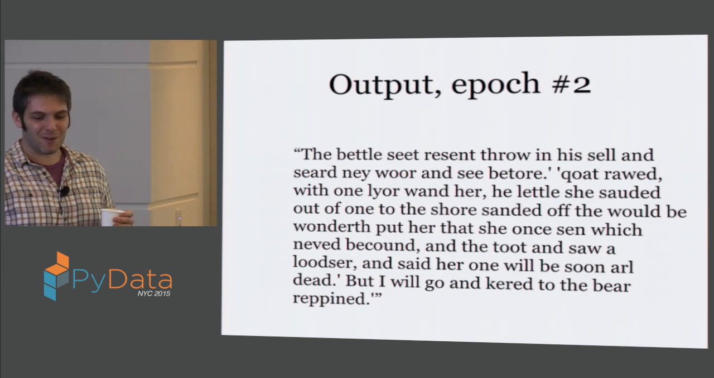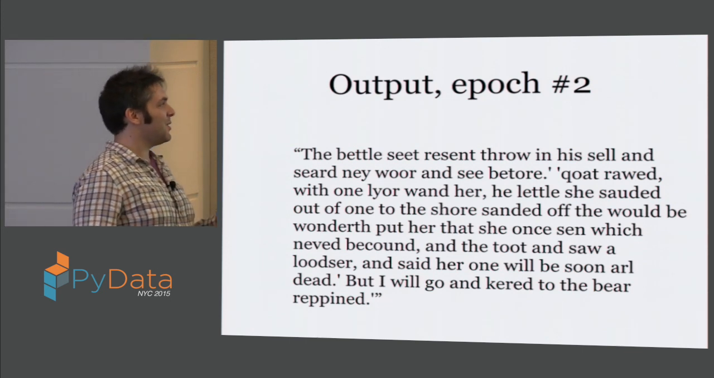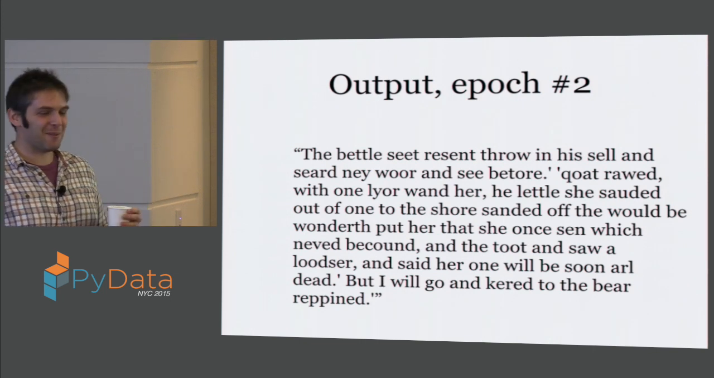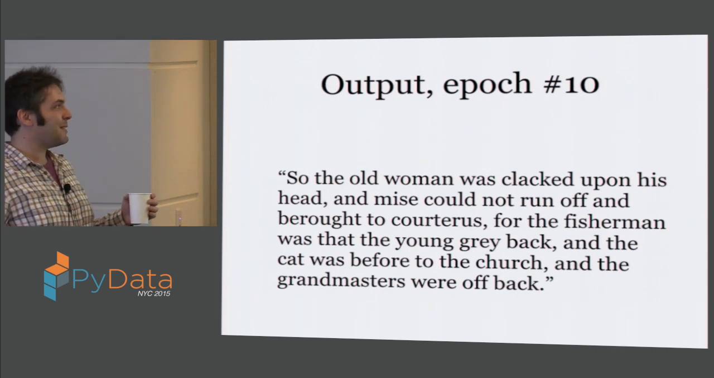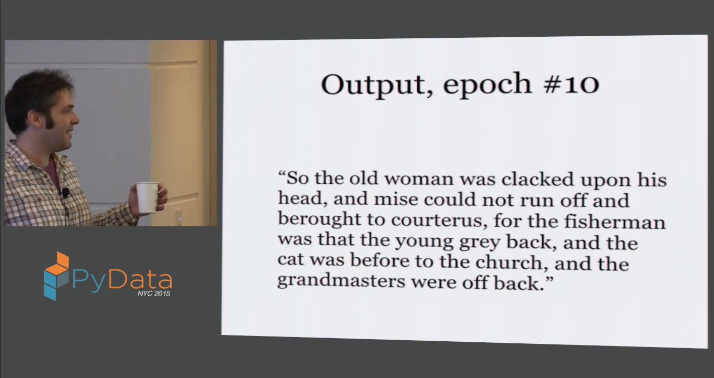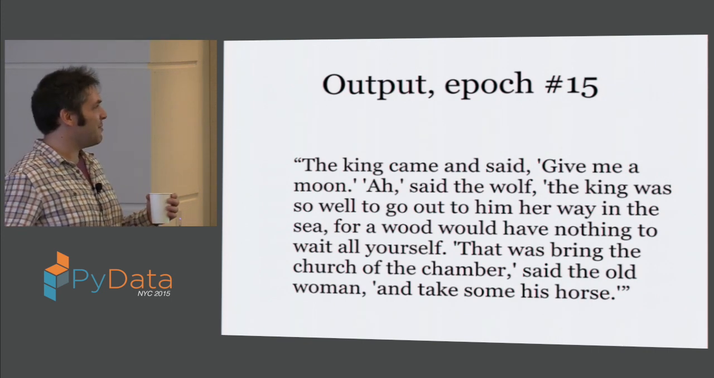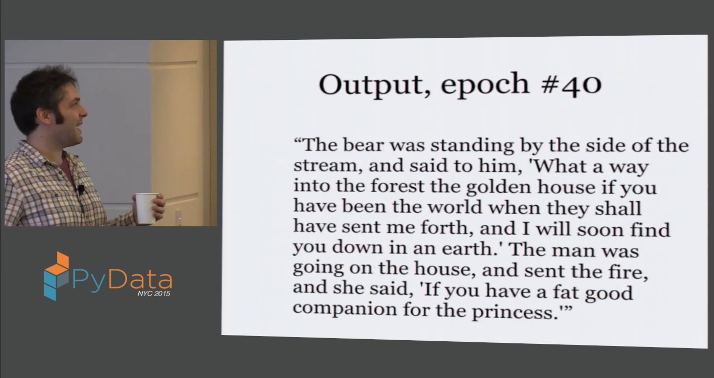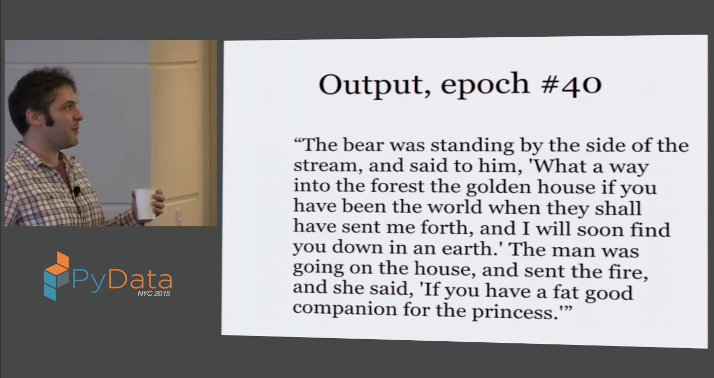So that's after one epoch. After two epochs, it's getting better. It knows some words: her, she, and said. It's still mostly nonsense, but "the Bettel seat resent throw" is almost like English. Skipping forward a bunch, after 10 epochs: "the old woman is clacked upon his head, and mice cannot run off, and berought to Corterus, for the fisherman was that young gray back." After 15 epochs, we get: "the king came and said, give me a moon. Ah, said the wolf, the king was so well to go out to him." And after 40 epochs, we get: "the bear was standing by the side of the stream and said to him, what a way into the forest, the golden house, if you have been the world."